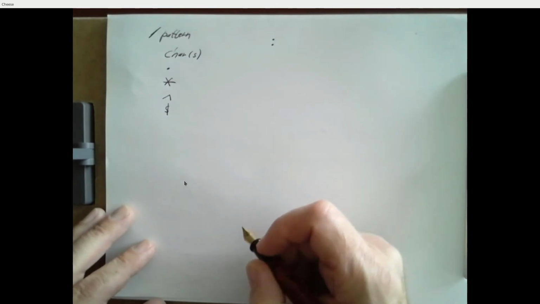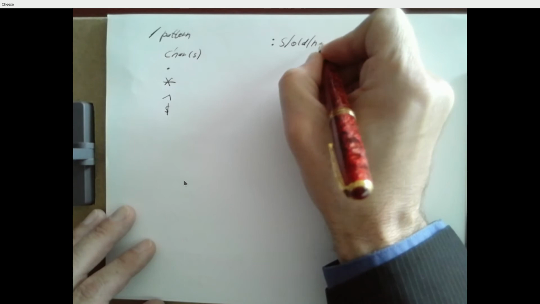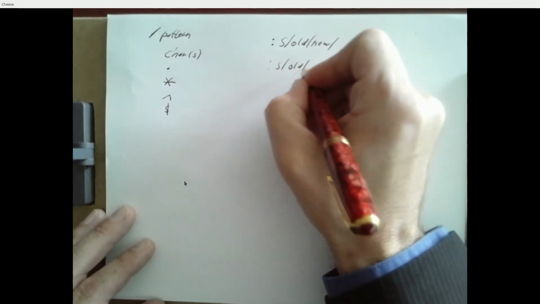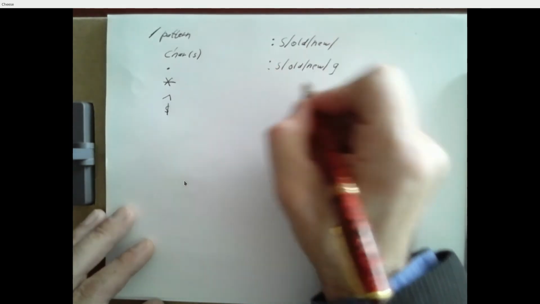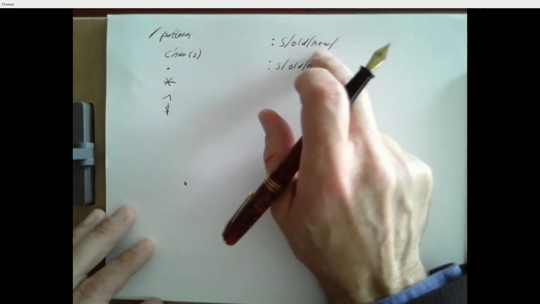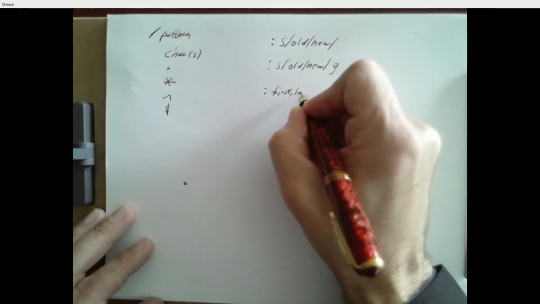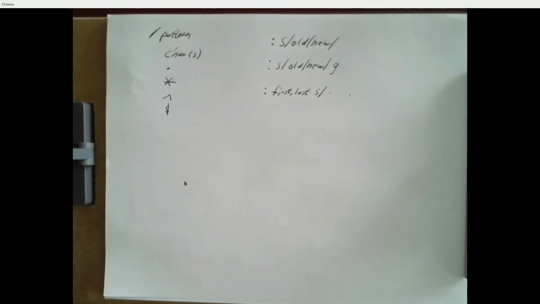We said if you hit a colon, you can do a substitute statement, like substitute old with new. Or we could say substitute old with new with a g at the end. What does the g do? Global. Yeah, it replaces every time that this old pattern occurs on the line with the new pattern. And we could also do first comma last, and then a substitute command to repeat that command over a series of lines.